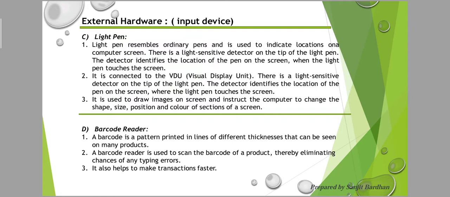And the uses of the light pen are to draw images on a screen and instruct the computer to change the shape, size, position and color of a section of a screen. This is the uses of light pen.